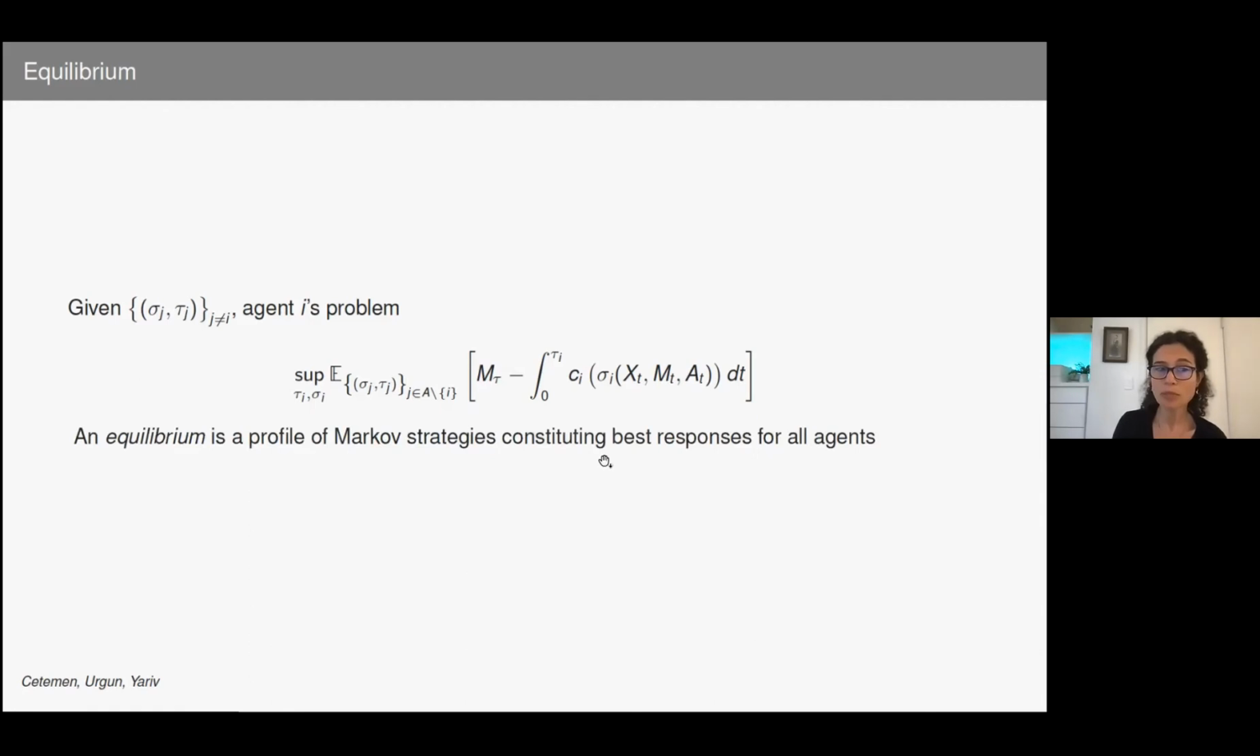An equilibrium is a profile of Markov strategies, that's a restriction, constituting best responses for all agents. Now, Markov makes our lives much easier. I will note, however, that some of the inefficiencies that we highlight do not vanish if you assume non-Markovian strategies.